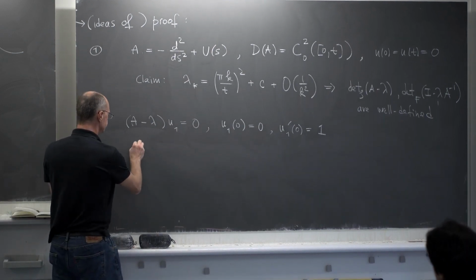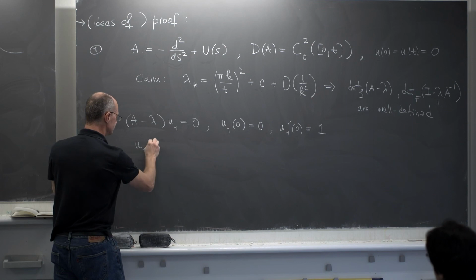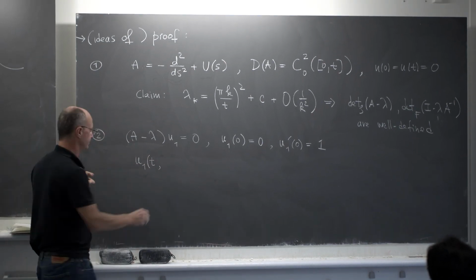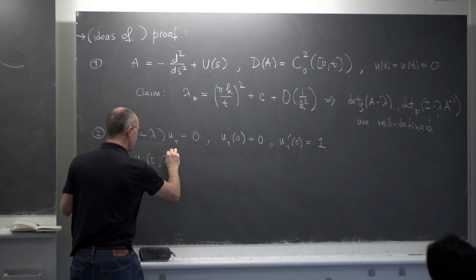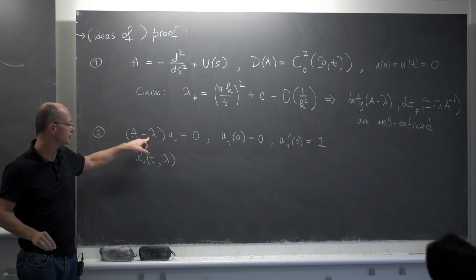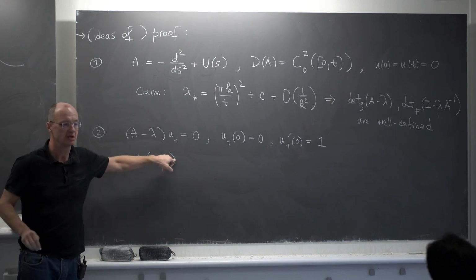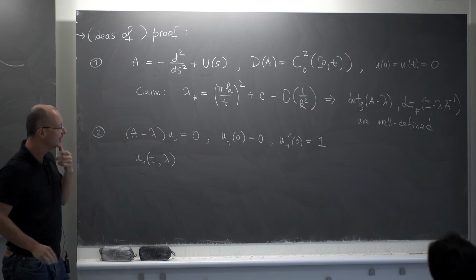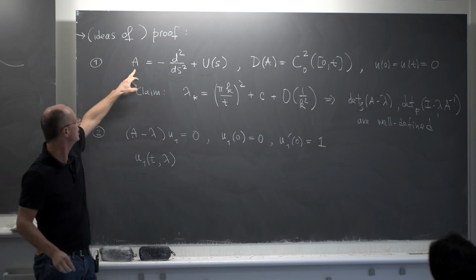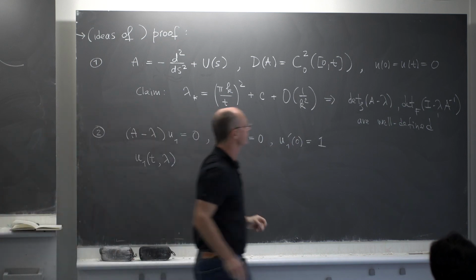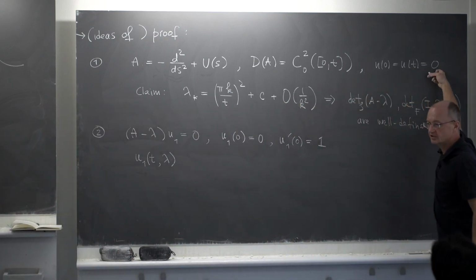Now let's look at this solution at the point t. And we're going to look at it as a function of lambda. So we change lambda, the solution changes, and we obtain this function u1 t of lambda. Now, what does it mean that this operator actually has an eigenvalue with given boundary conditions?